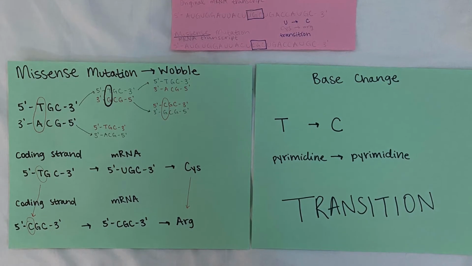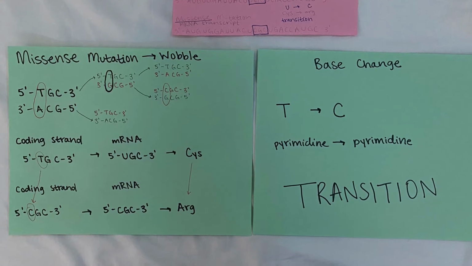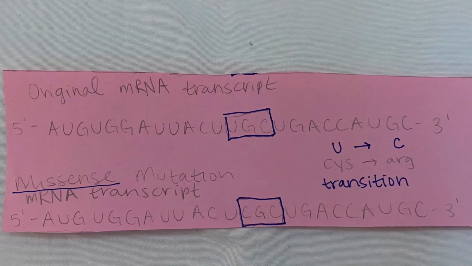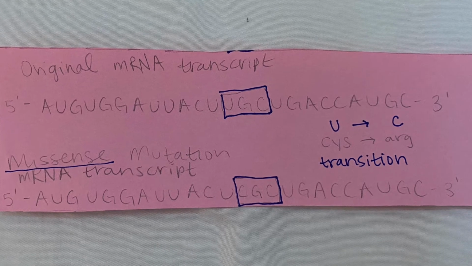The original DNA sequence had a thymine, and the resulting DNA sequence has a cytosine. One pyrimidine changed to another pyrimidine. The mRNA transcript went from UGC to CGC, changing cysteine to arginine.